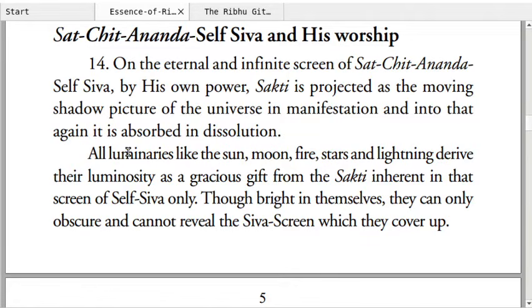On the eternal and infinite screen of Satchit Anand, self Shiva, by his own power, Shakti is projected as the moving shadow picture of the universe in manifestation, and into that again it is absorbed in dissolution. All luminaries like sun, moon, fire, stars and lightning derive their luminosity as a gracious gift from the Shakti, inherent in that screen of self Shiva only. Though bright in themselves, they can only obscure and cannot reveal the Shiva screen which they cover up.